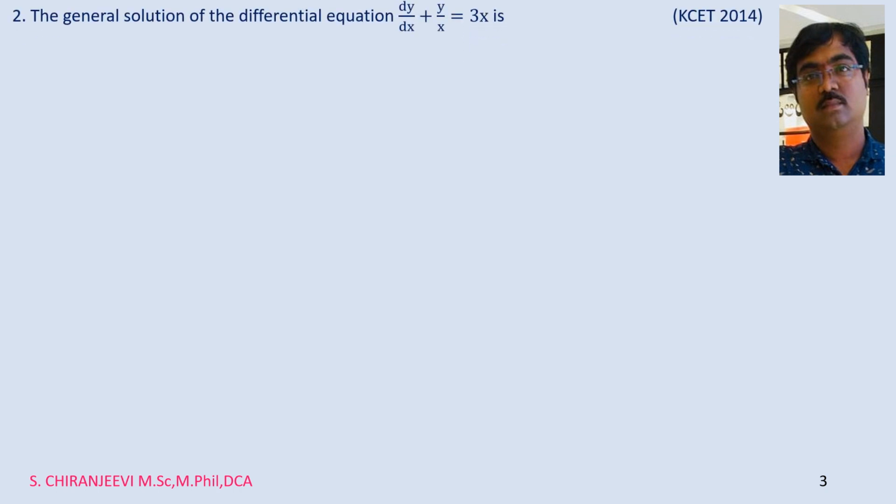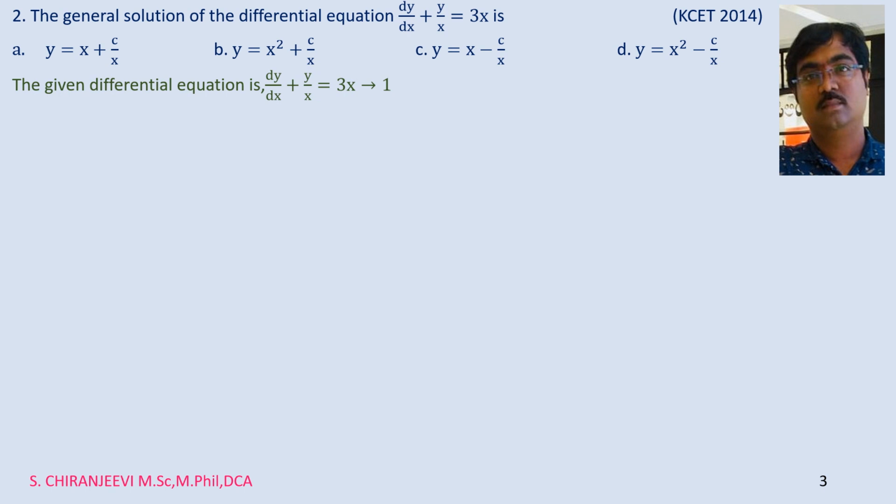The next problem: the general solution of the differential equation dy by dx plus y by x equal to 3x is, which was asked in the year 2014. The options are given below. The given equation is dy by dx plus y by x equal to 3x. From this, we get the value of P is 1 by x and Q is 3x. The linear differential equation is in the form of dy by dx plus Py equal to Q.